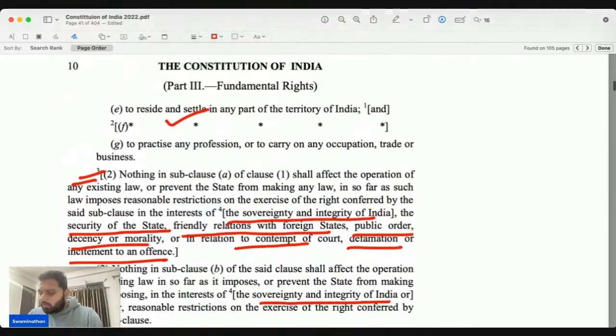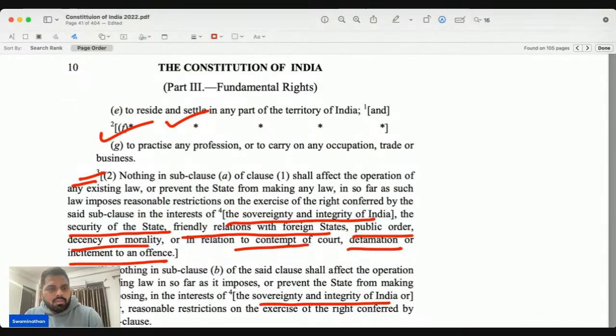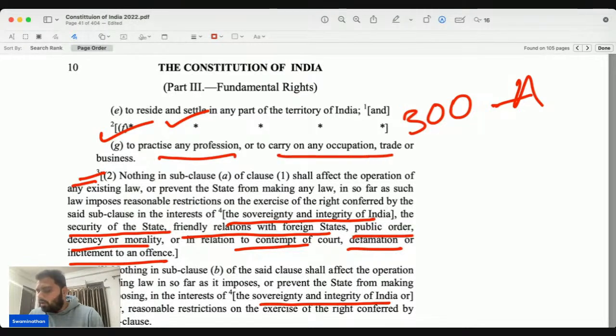Article 19(1)(f) was the fundamental right to property. It has now been struck down from the list of fundamental rights and moved to Article 300A, made a legal right. Okay. So what we have is Article 19(1)(g), that is the right to practice any profession, or carry on any trade or occupation. So this is again a fundamental right.